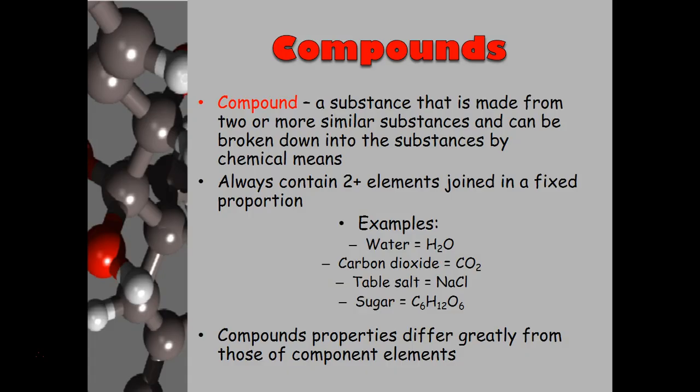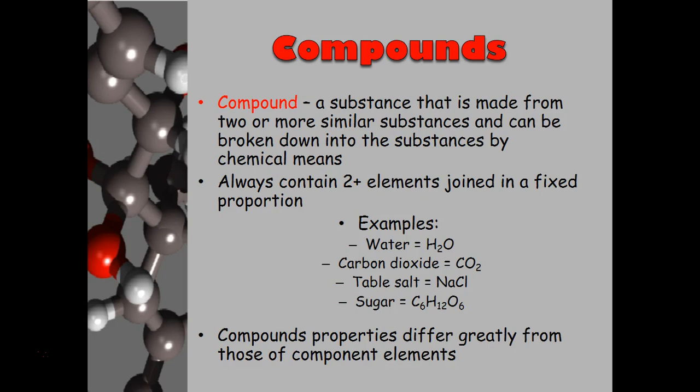But now I'm talking about 2 or more elements that are joined together in some sort of fixed proportion. Right, so water, for example, is a compound, always 2 hydrogen atoms plus 1 oxygen atom. Carbon dioxide, always 1 carbon to 2 oxygens. Table salt, sodium chloride, NaCl, 1 sodium to 1 chlorine. Sugar, C6H12O6, same idea, okay? And if I change those elements, or I change the ratio in which those elements are found, then I'm talking about a different compound.